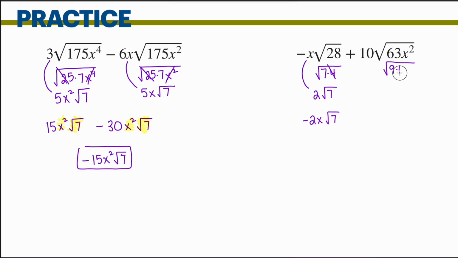63 gives you 9 times 7 as well. Sorry, that's a 7. X squared. The square root of 9 is 3. X squared gives you x, and you're left with the square root of 7. Multiply anything on the outside. 10 times 3x is 30x, square root of 7. Now check. Your radical is the exact same. Oh, I forgot the x. I was about to say the variable in front is not, but they should be. And yes, this has an x and this has an x, so you can combine. They have completely like terms. Negative 2 plus 30 is 28x square root of 7.